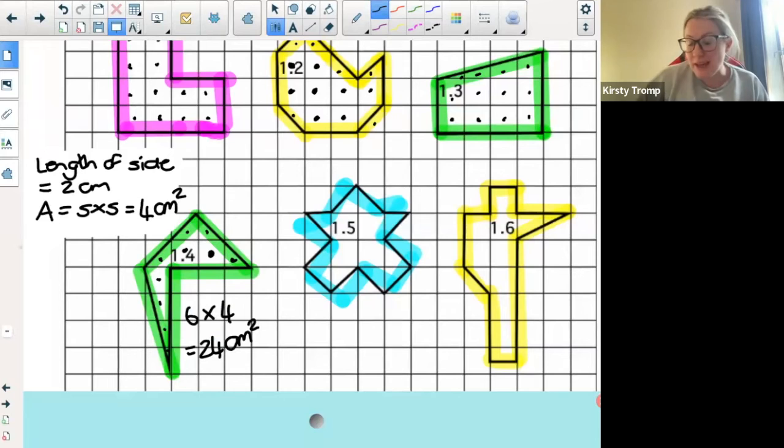How did I do it again? First, I worked out that each block was 4 centimeters squared. Then I calculated how many squares I had, and I said 6 times 4. All right, so now we're looking at 1.5.